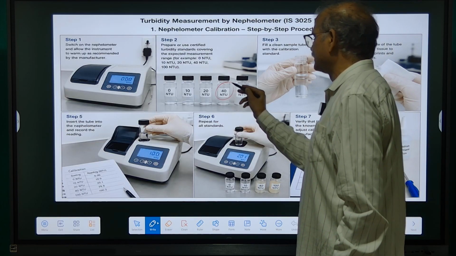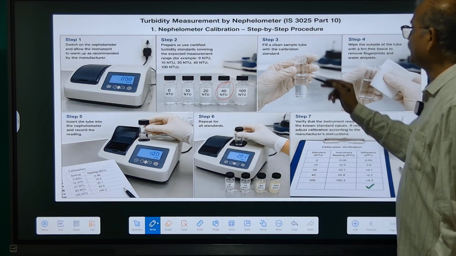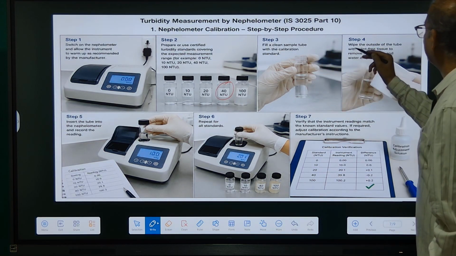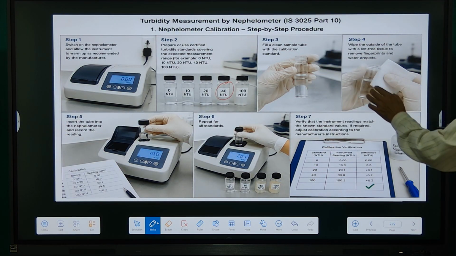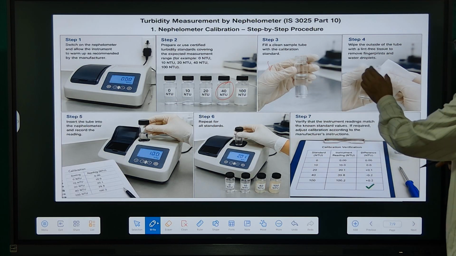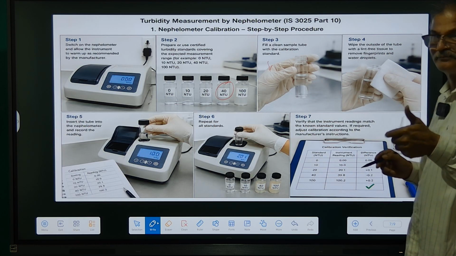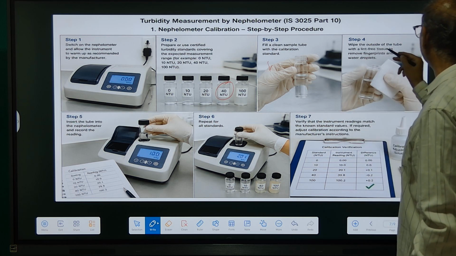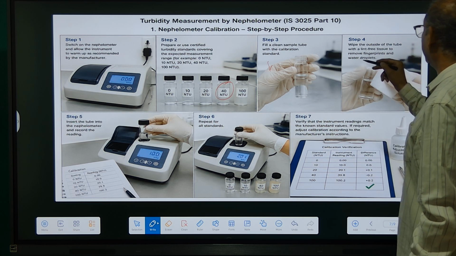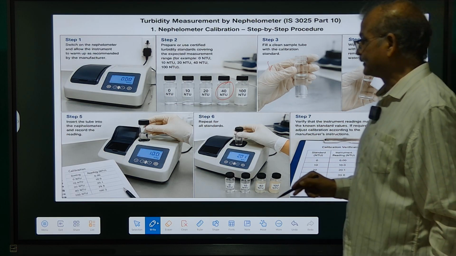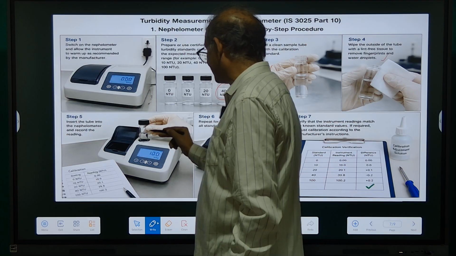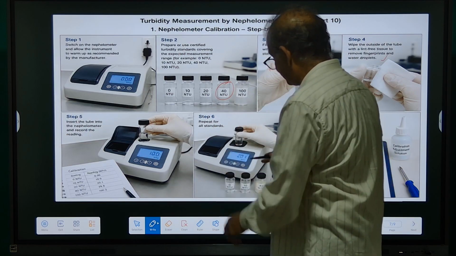In the laboratory, we go for 40 NTU. Fill a clean sample tube with the calibrated standard. Then clean it properly. We should wear hand gloves also, and then we should clean all around wherever there is some impression. Wipe the outside of the tube with lint-free tissue to remove fingerprints and water droplets. Then insert the tube into the nephelometer and record the reading. Once we insert it, we record the reading.